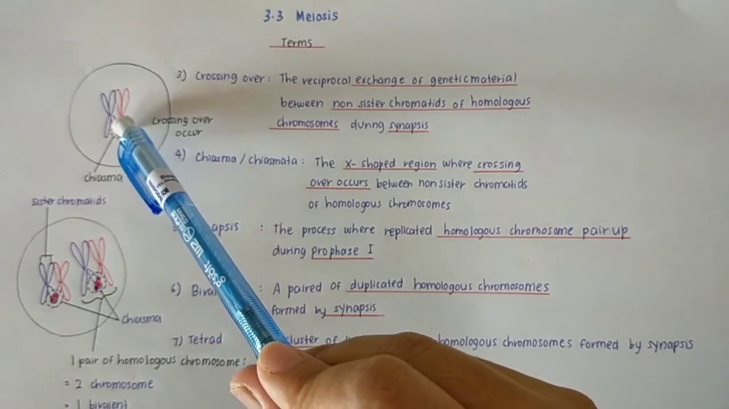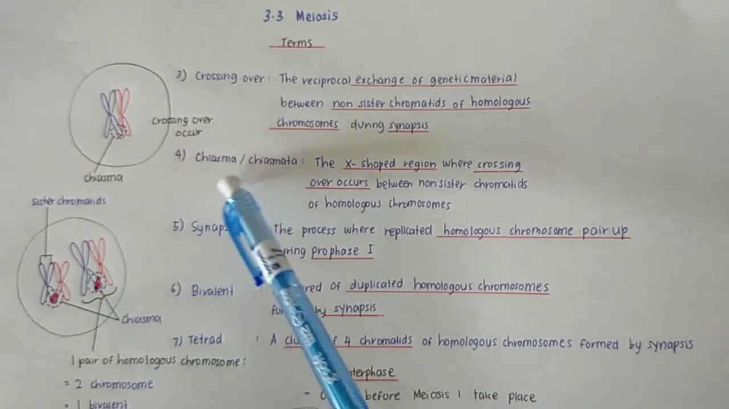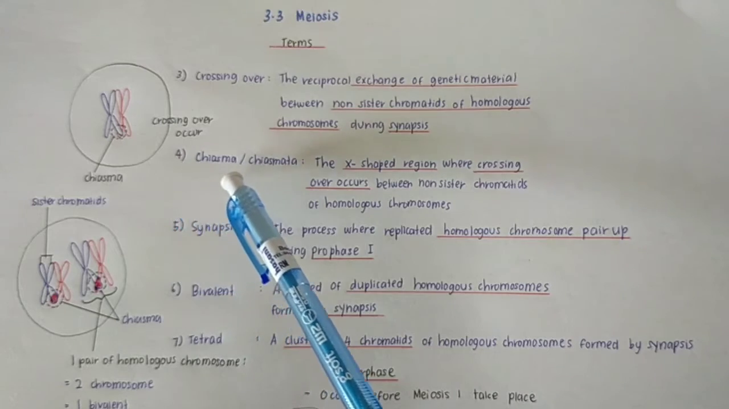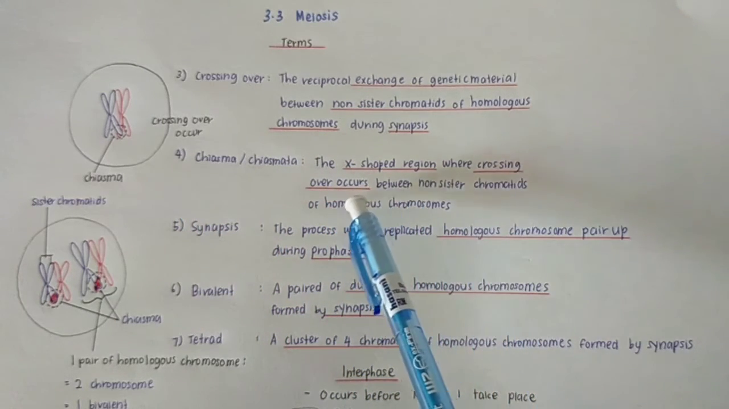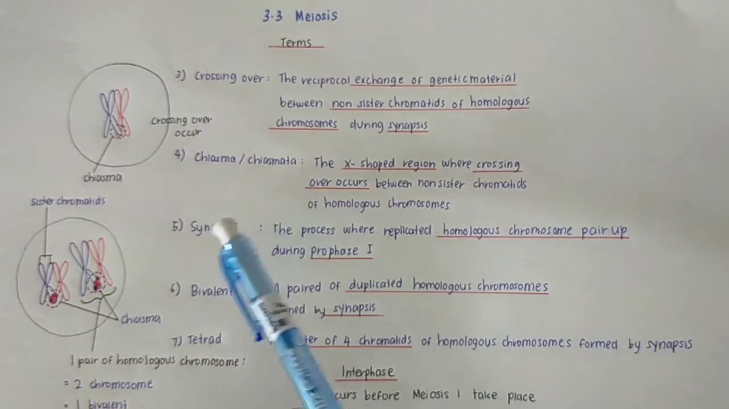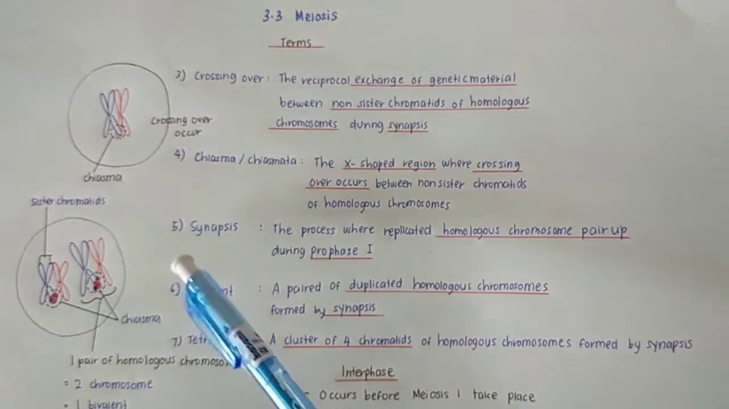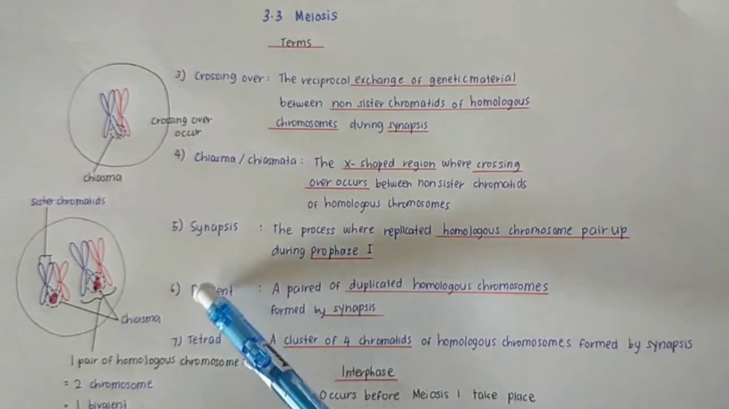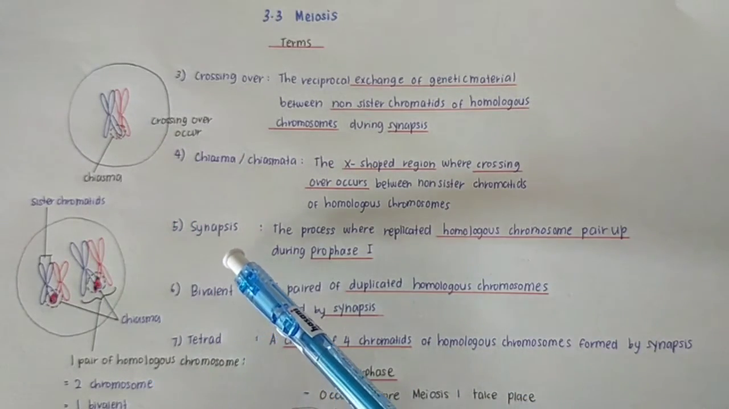Okay, and then another structure, okay, that you look here, so this is we call as chiasma or chiasmata. So what is chiasma or chiasmata? It refers to the X-shaped region where crossing over occur between non-sister chromatids of homologous chromosome. Okay, so the region yang saya bulatkan dekat sini, okay, region where crossing over occurs, so we call as chiasma or chiasmata.